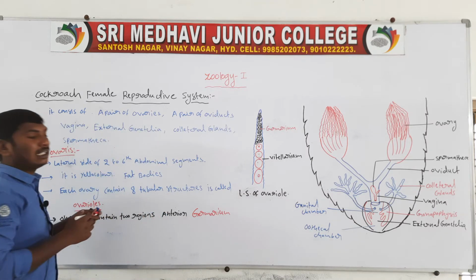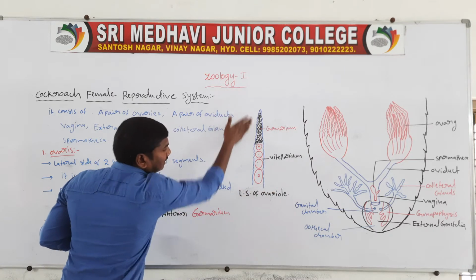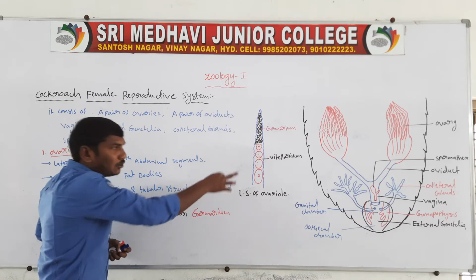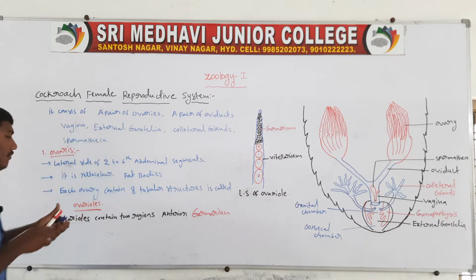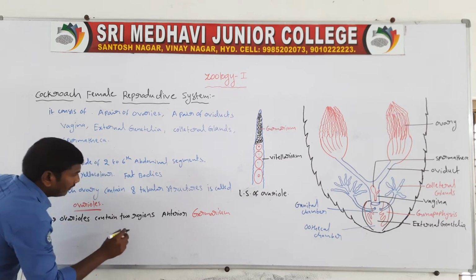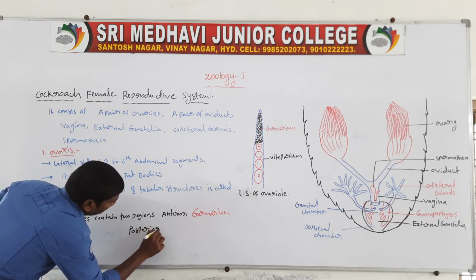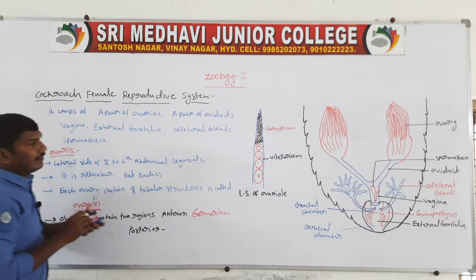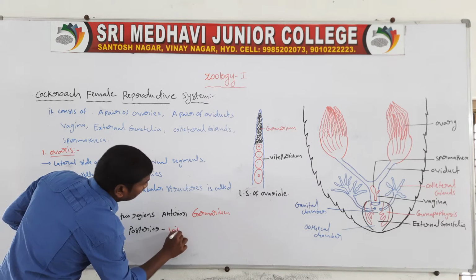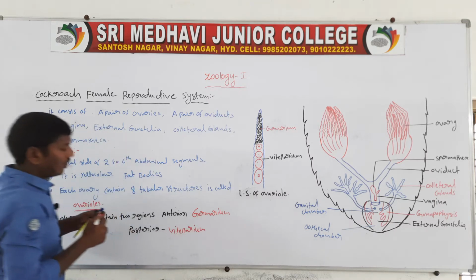The anterior region is called the germarium. The posterior region is called the vitellarium.